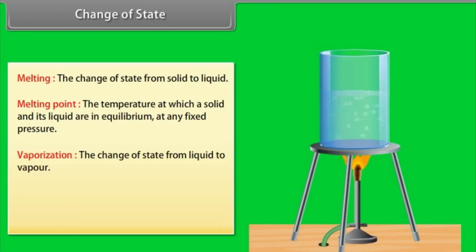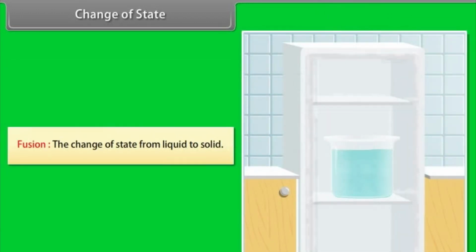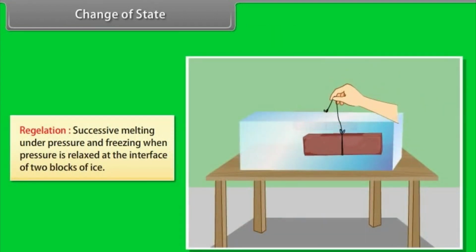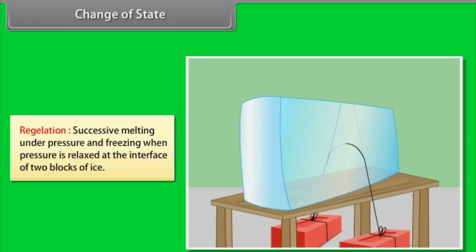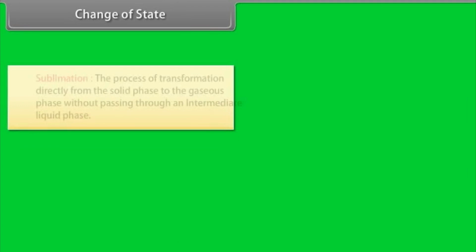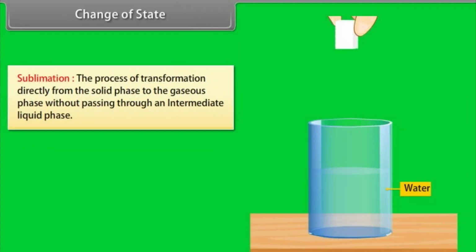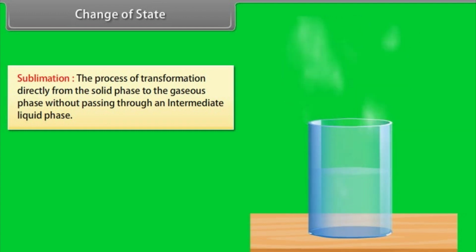Vaporization. The change of state from liquid to vapor. Boiling point. The temperature at which the liquid and the vapor states of the substance coexist. Fusion. The change of state from liquid to solid. Regelation. Successive melting under pressure and freezing when pressure is relaxed at the surface at the interface of 2 blocks of ice.